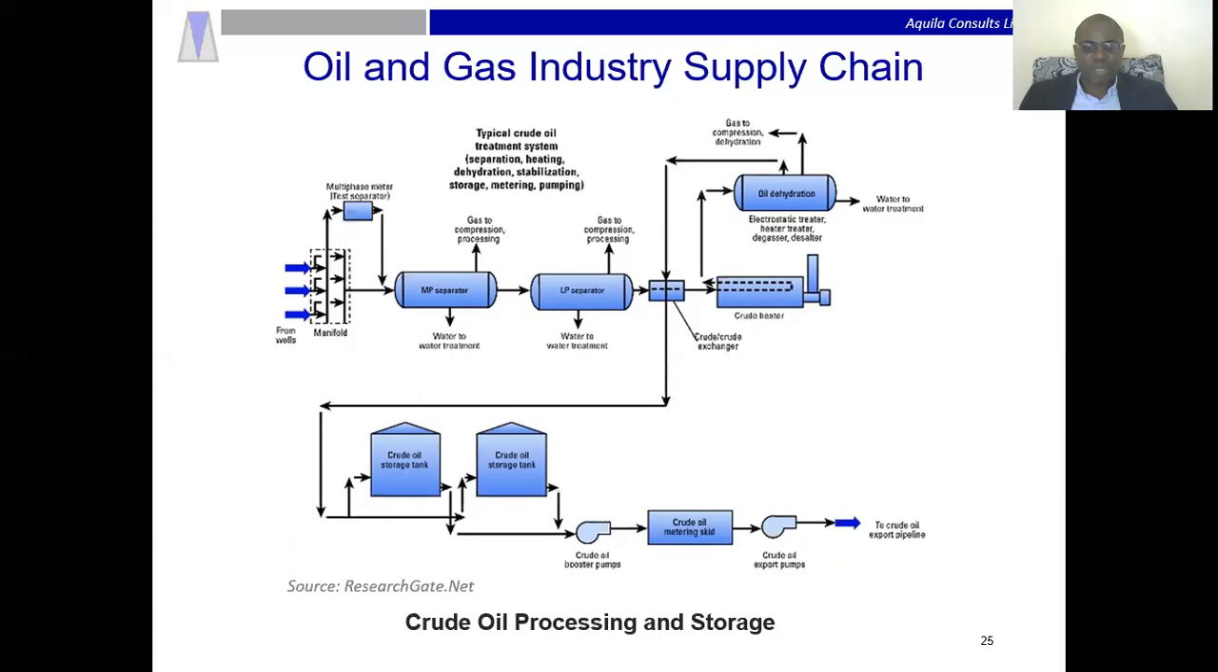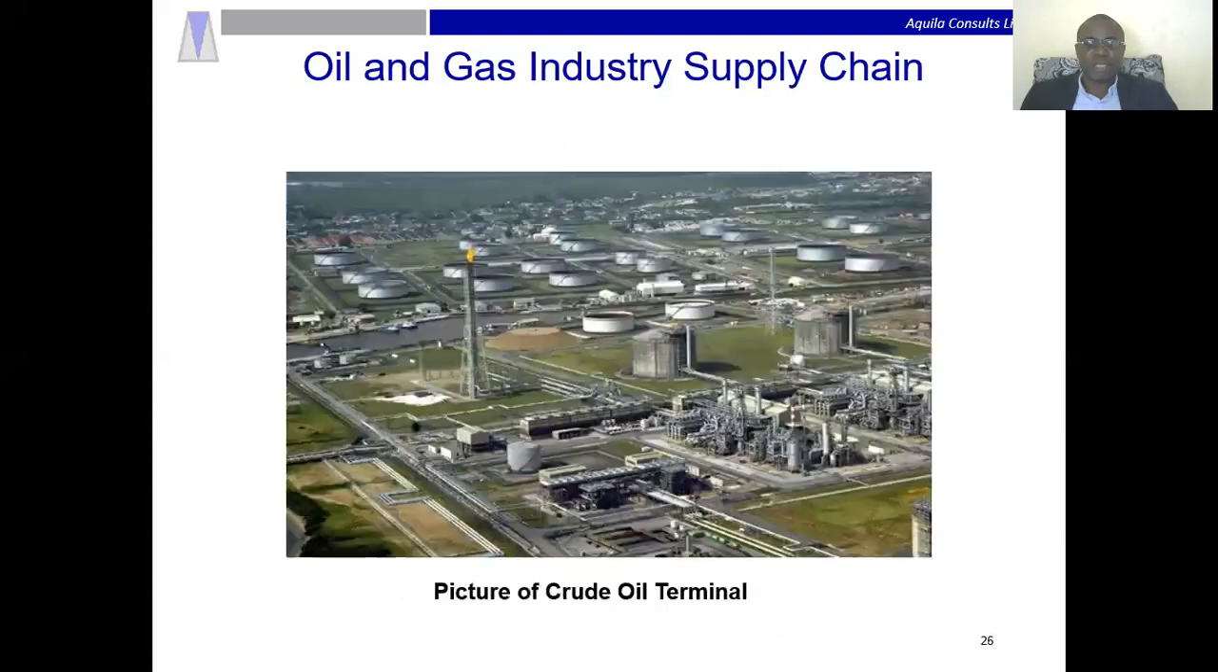But before you send it out, you take it to the metering skid, which measures the quantity of the oil you are sending out, and then you export to your final terminal facility from where it is sent or exported out. So this is an example of a crude oil terminal where you have both processing and storage.